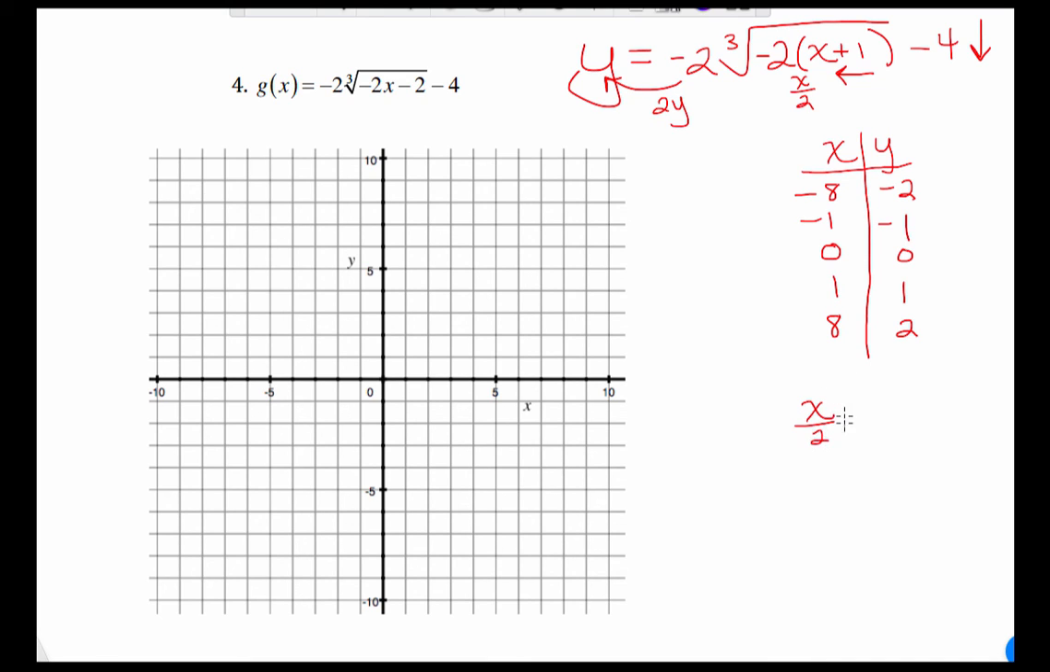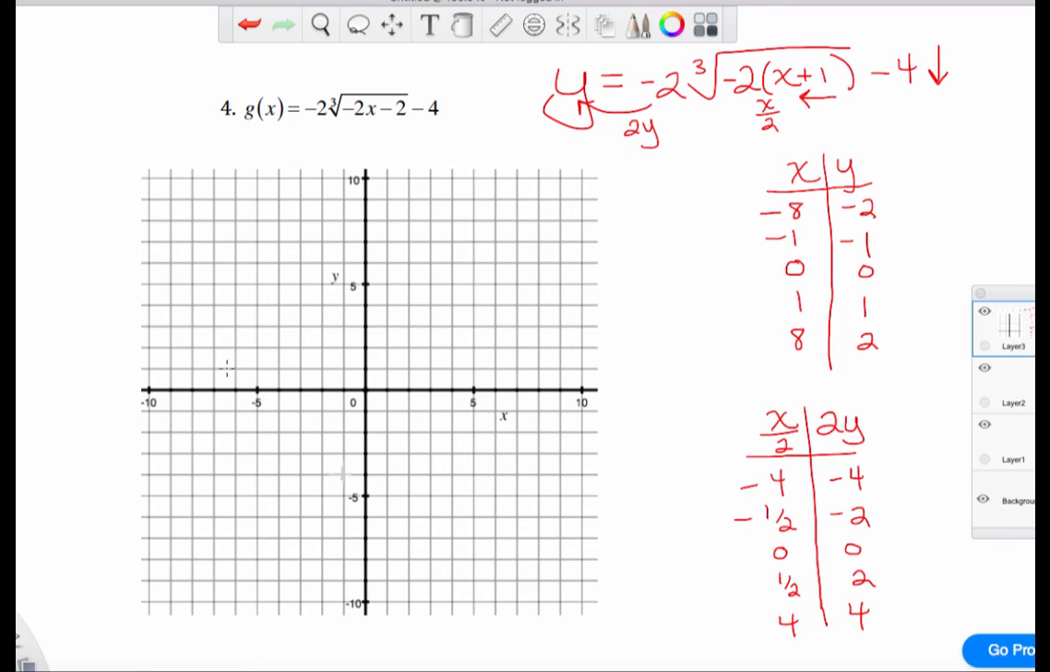So I'm going to take my x value and I'm going to divide it by 2. And then I'm going to take my y values and I'm going to double those. I'll show you, I guess, 2 ways to do this. But anyway, we're going to half all our x's, so you get -4, -1/2, 0, 1/2, and half of 8 is 4. And then we're doubling all our y values, so you get -4, -2, and 0 doubled is 0, 1 doubled is 2, and 2 doubled is 4.